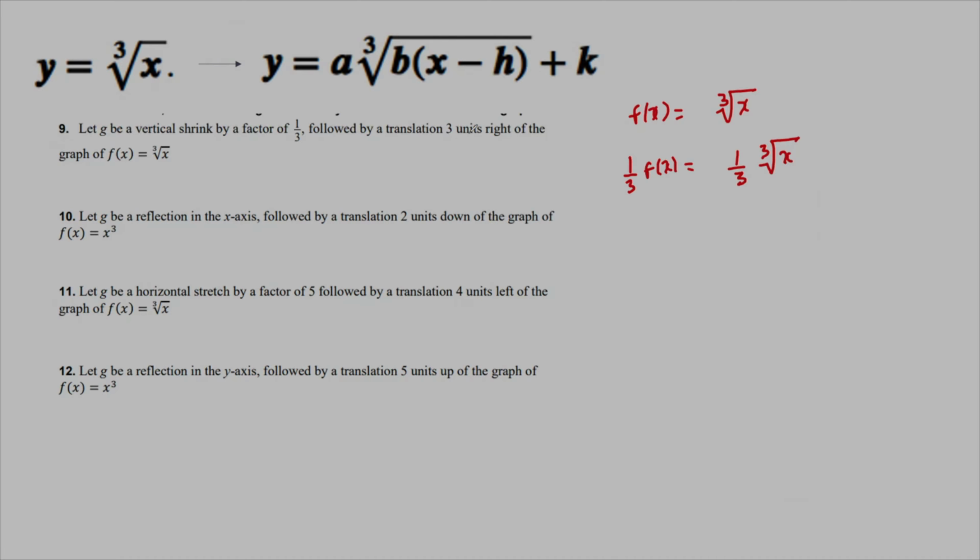Next, it says 3 units to the right. So that means it will be x minus 3. Whenever it is right, it will be negative here. So it's like x minus 3. This is my g function.